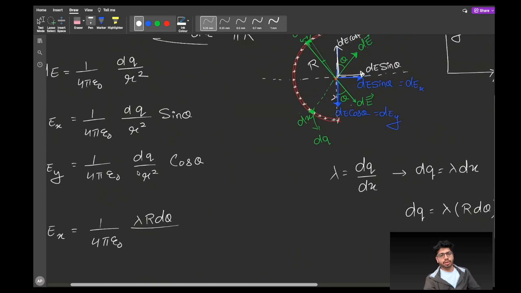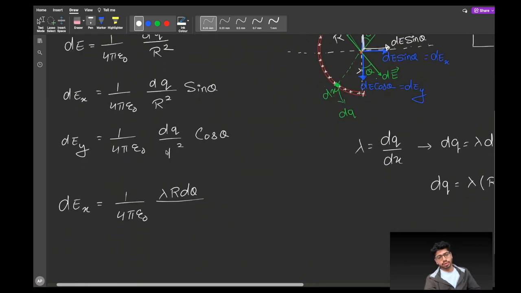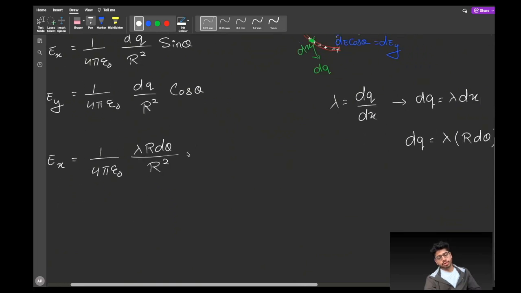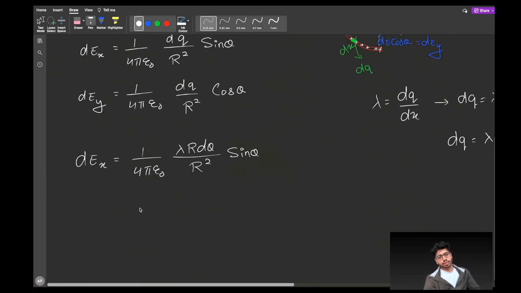R, I'm taking the capital R, capital R. So here I have written small r, so let me change it. Sorry for that. Let me take it as capital R. So this is sine, because R is the distance from where you want to find it at this point. In the same way, we have the dEy component, and it comes out to be the same.